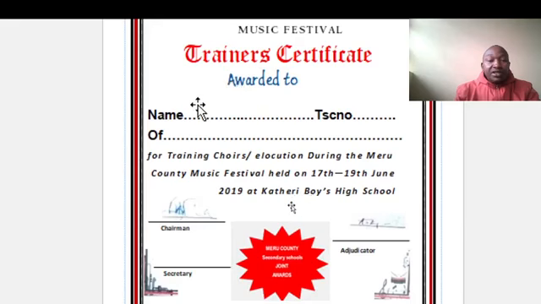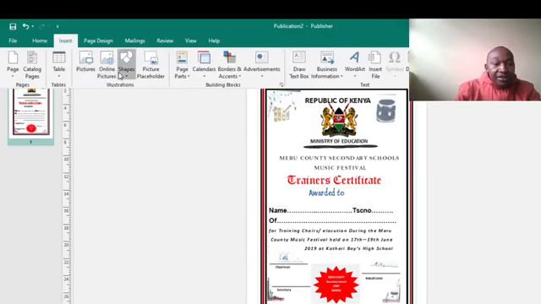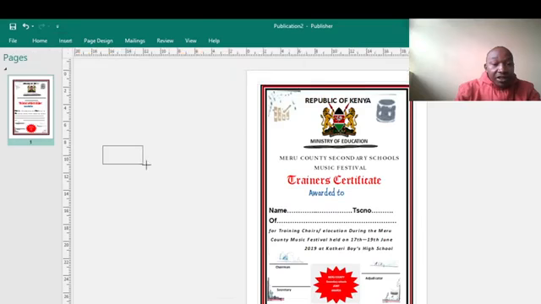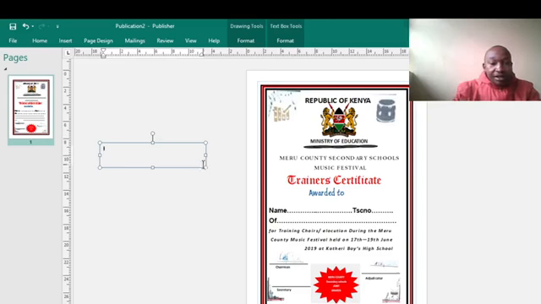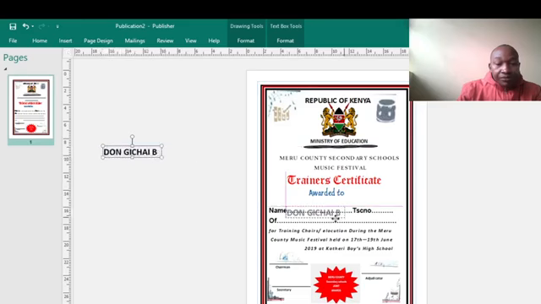You can now still take a text box and type the name of the person here. For instance, just go to insert, then shape, then come to a text box, draw a text box there, then increase the font size. You can type something like: This certificate is offered or issued to Don Gichai. Therefore, this is the name.